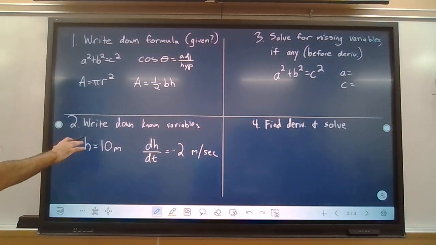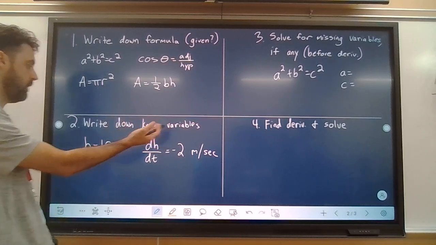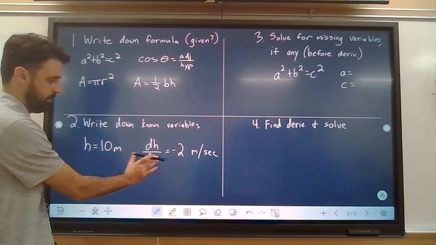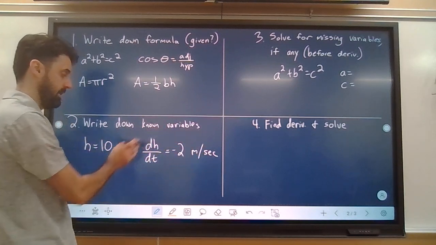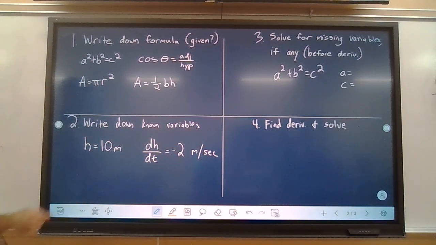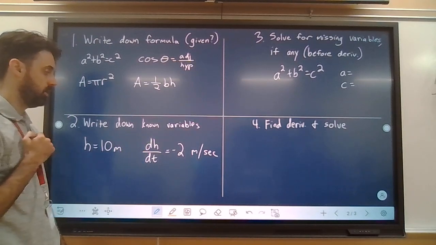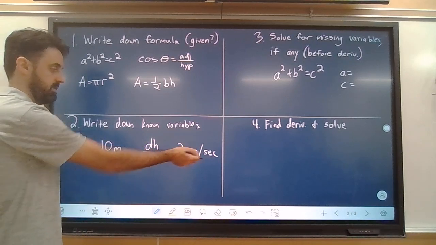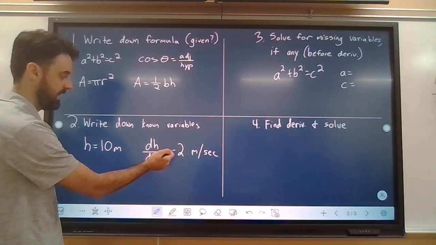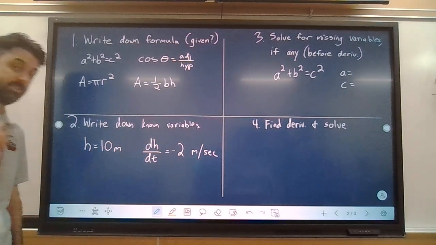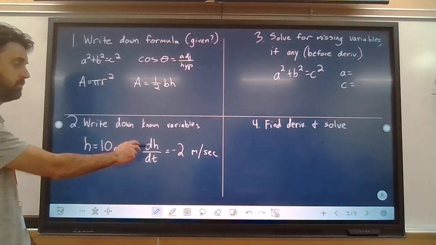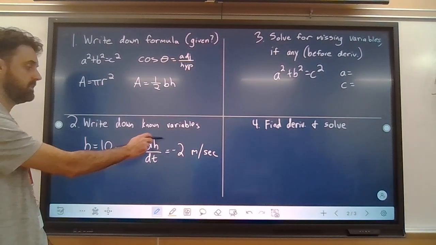The second step is to write down all of our known variables. So maybe in a question they just tell us that the height or the depth is 10 meters, so we just write that down. They wouldn't write this in notation, but I'm going to talk about how this would be phrased in a question. It might say something like the depth of the water is decreasing at a constant rate of 2 meters per second. If it says decreasing, that's where the negative comes from. But for it to be a derivative, it's going to say the rate of change. This is going to talk about the rate of change of the depth decreasing at that rate.